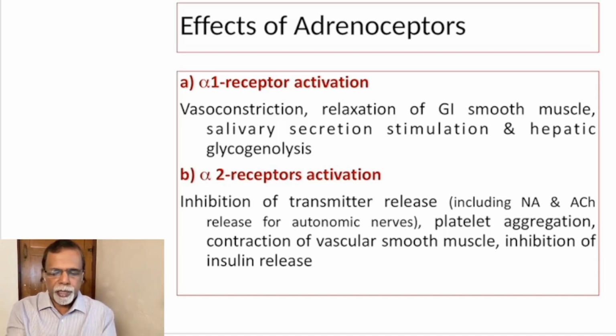It produces platelet aggregation, contraction of the smooth muscles, and inhibition of the insulin release also. So, remember that alpha 2 receptor activation inhibits the release of neurotransmitters. That is the basic thing. The rest of the things we'll study at a later time.